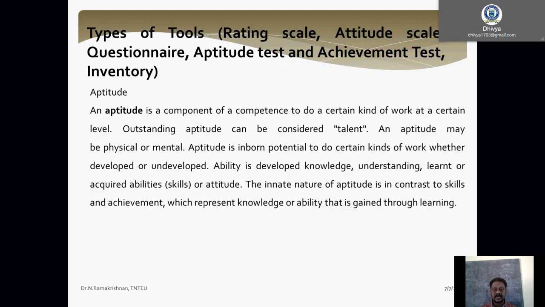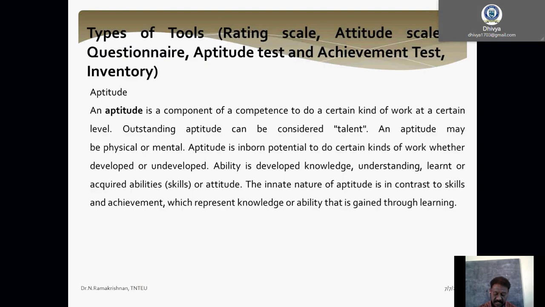That aptitude is the ability to do certain kinds of work, whether developed or undeveloped. Ability is developed knowledge, understanding, learned or acquired abilities, skills or attitudes. And sometimes the attitude can be developed, and later on, once you have some certain ability, you develop those attitudes. In contrast, skills and achievement represent knowledge or ability that is gained through learning.